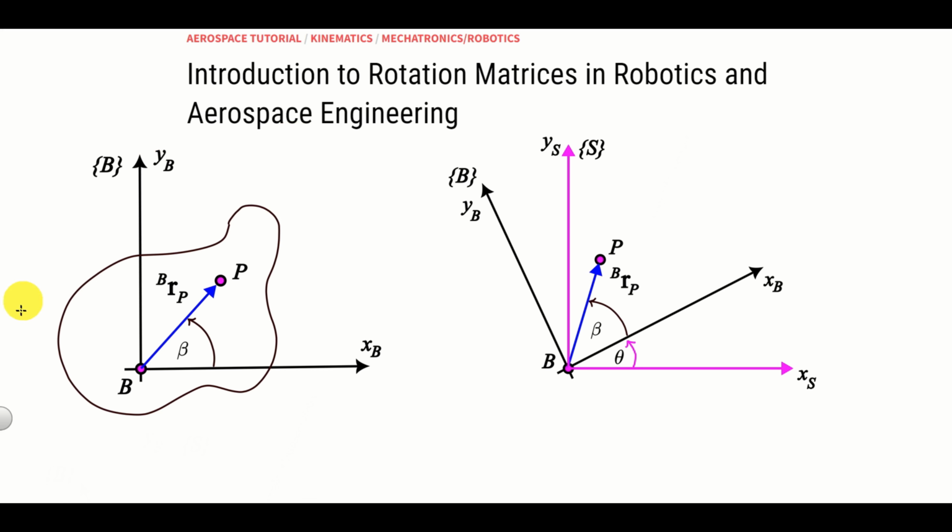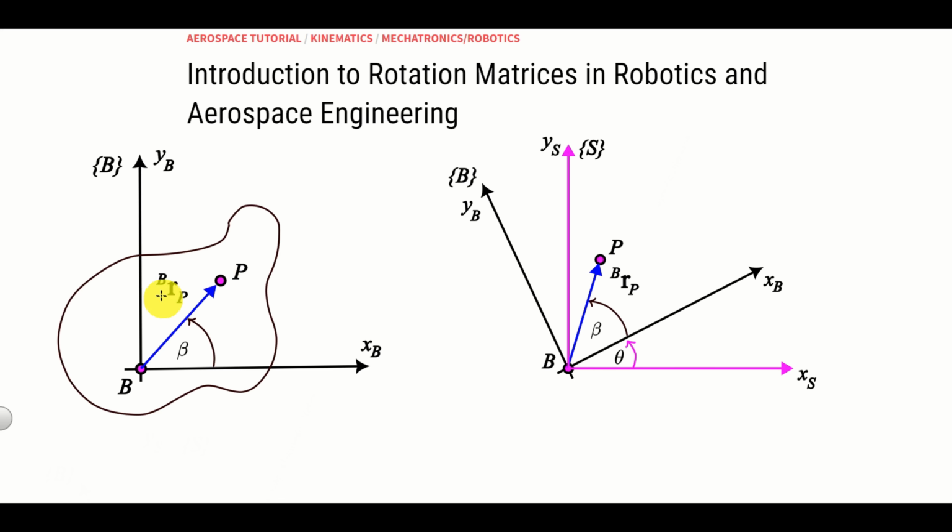Consider this graph over here. This line represents a cross-section of the body that can rotate around the point B. Over here, B in these parentheses is actually a notation for the body frame. This body frame is fixed to our body and it can rotate with the body. Then we have this point P of our body. The point P also rotates with the body.